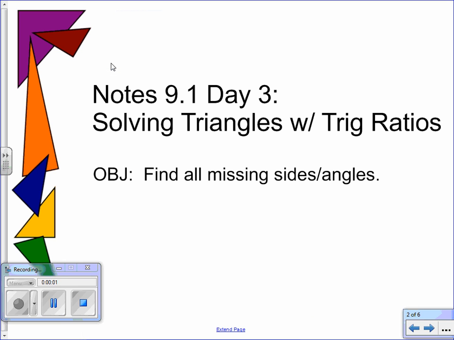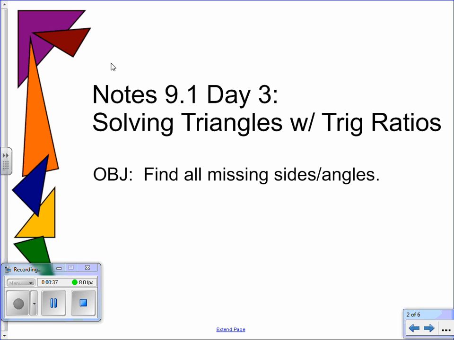So solving right triangles with trig ratios was something that you spent some time with in geometry. So what we're doing today is really a review of skills from geometry. When you're asked to solve a triangle, it means that you want to do what our objective is for the day. You want to find all the missing sides and all the missing angles. So that's your responsibility for your homework tonight, to solve the triangle, to find everything that's missing.